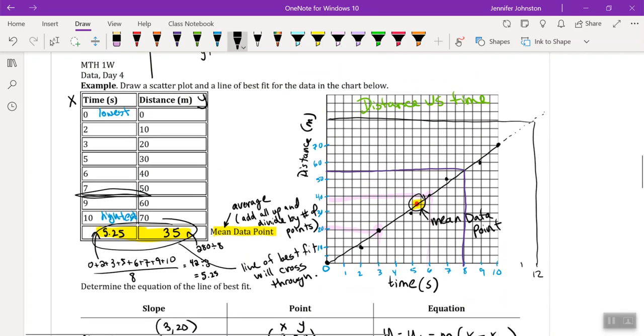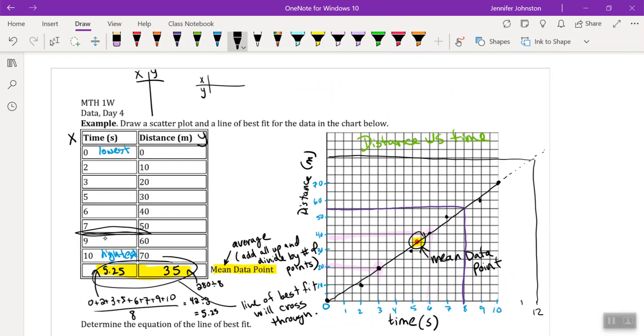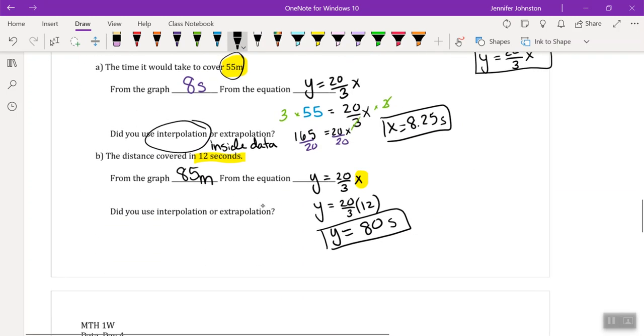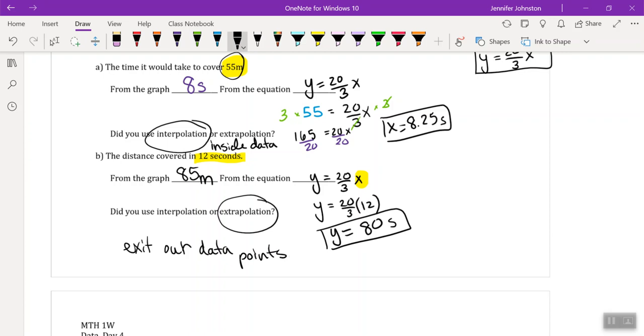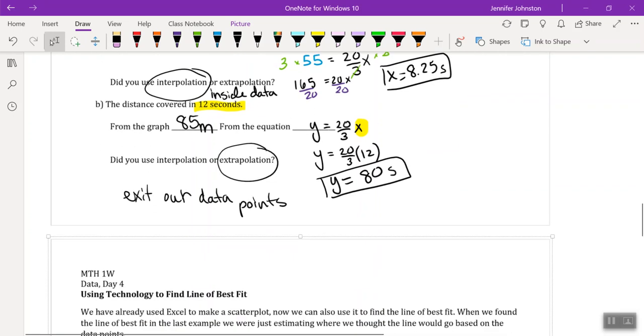Here, since we had to go out of the data, the 12 is not in here. We had to go outside, exit, that's extrapolation, because we had to exit our data points. So that means it's going to be outside. All right. Again, please press pause at any time during the video to go back and review.